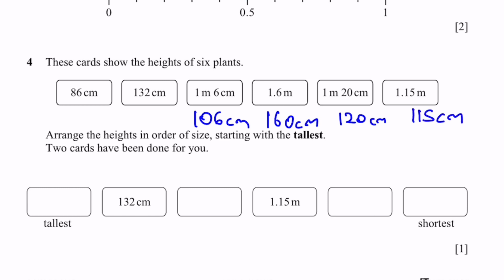So the largest is 160 centimeters, which is 1.6 meters, then 132 centimeters, then comes 1 meter 20 centimeters, and then comes 1.15 meters, and then 1 meter 6 centimeters, and the shortest is 86 centimeters. That's the answer. Question 5.